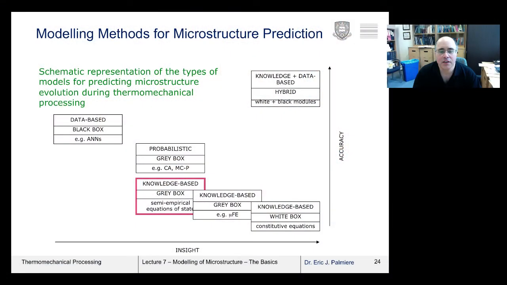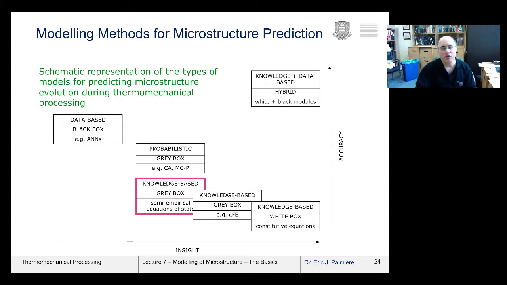Hello and welcome back to our discussion of modeling methods. Having looked at a black box approach, I now want to switch our attention to one of the gray box approaches.